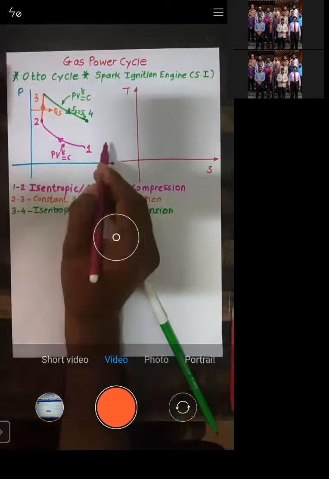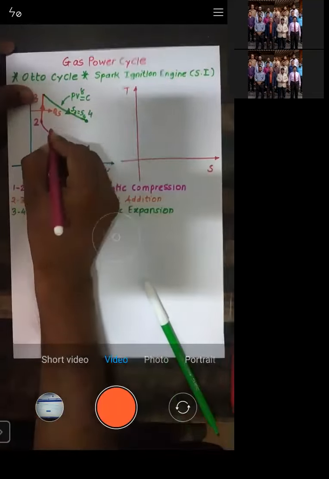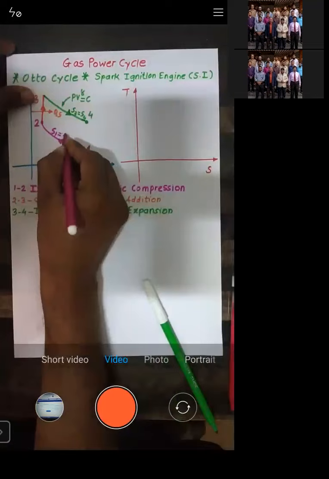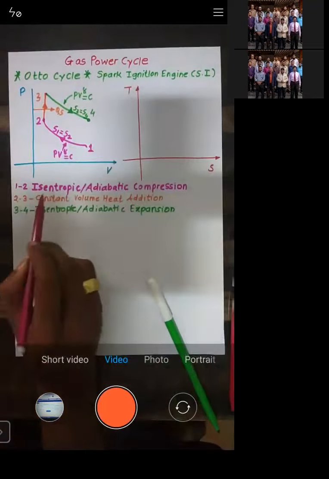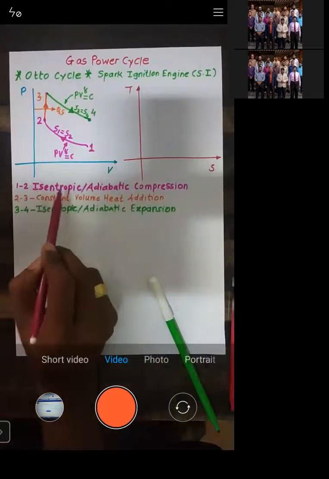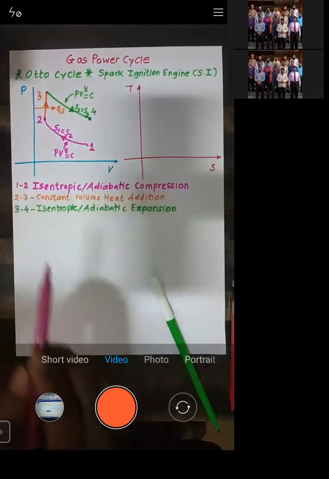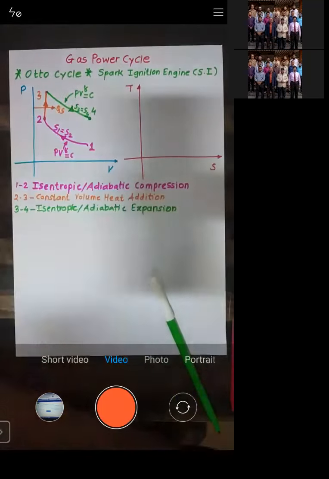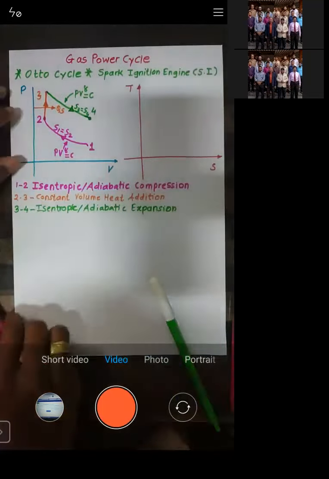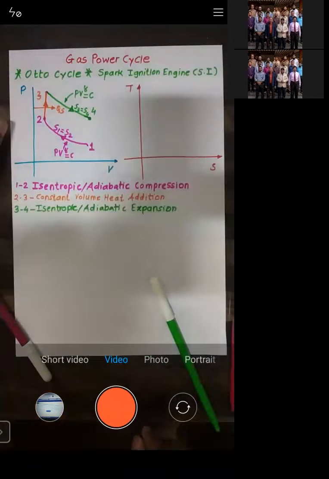Similar case is going to happen during this process. That is, S1 is equal to S2 because it's isentropic. What is isentropic? It's constant entropy. That is, during 1 to 2, entropy is constant. Similarly, during 3 to 4, entropy is constant. Now let us see the next process.